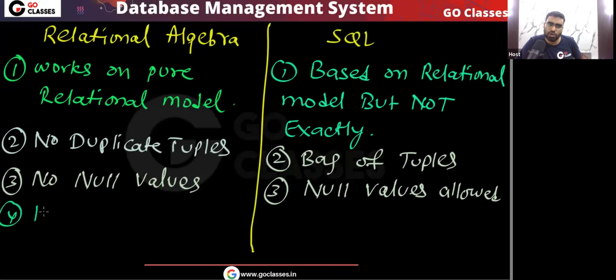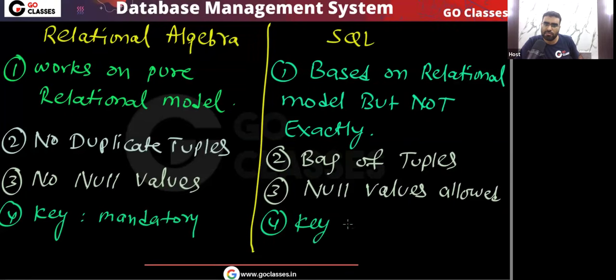What was the fourth point? A key is mandatory in relational algebra: primary key, candidate key. These things are mandatory. But in SQL, a key may not be there. I hope you understood all these differences. Is this clear? Very simple.